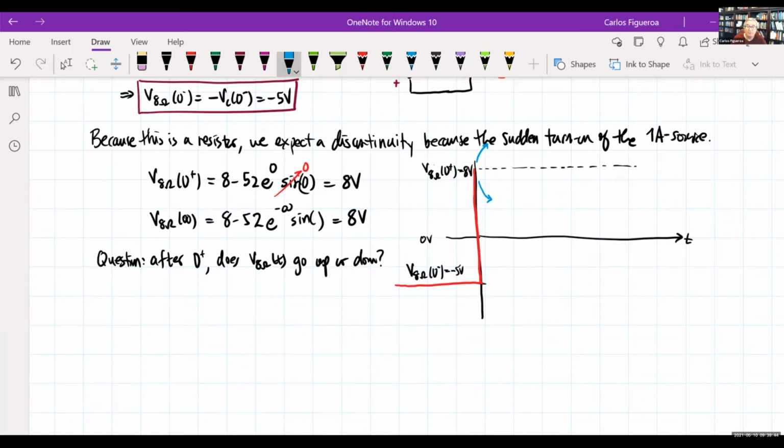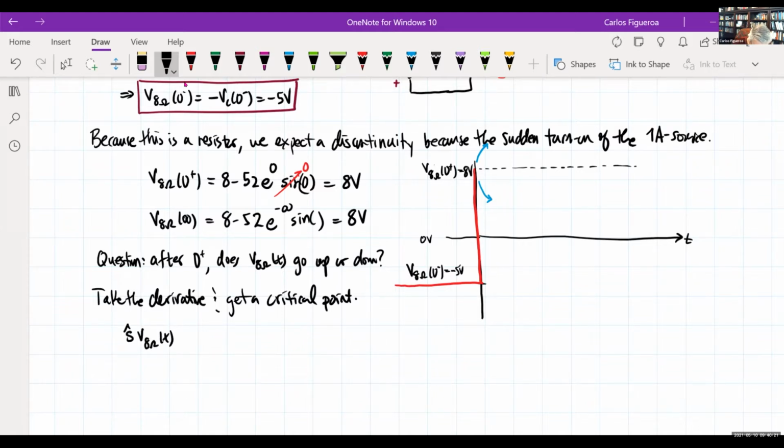So what's probably the most reasonable thing here is to find some critical point, take the derivative of it and see whether I have a minimum or a max. So the way I do this is I'm going to take the derivative and get a critical point. So I'm going to take the derivative of V8 ohm of t.